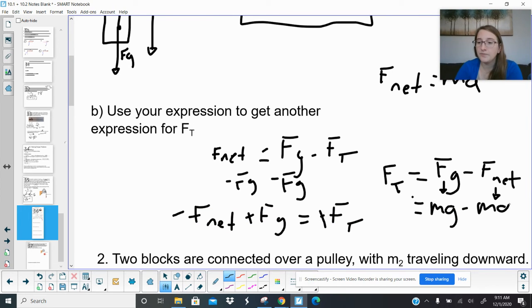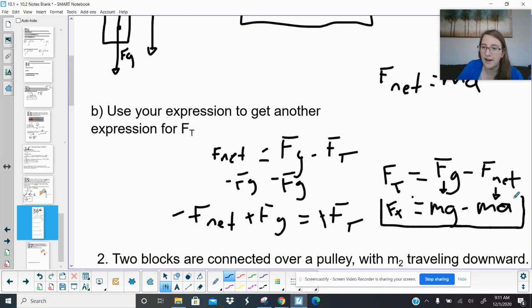This object is not accelerating at the rate of gravity because it's being pulled upward by the string, right? It's not just falling. So the acceleration of the block is going to be different than the acceleration of gravity. So that's why net gets the A and gravity gets the G. We're going to keep this in mind for later, but technically this would be our final formula: the force of gravity minus the net force acting on it, which is caused by that acceleration.